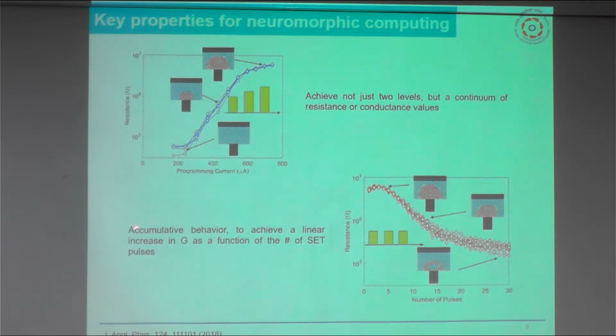In this case, the accumulative behavior achieves a linear increase in conductance as a function of set pulse. A linear increase in conductance means a decrease in resistance, so there is a relation between conductance and resistance. In general, when we talk about neuromorphic computing, we use the term conductance. You can easily calculate your synaptic weight, and the algorithms are already reported for that, so you can identify synaptic weight in that direction.